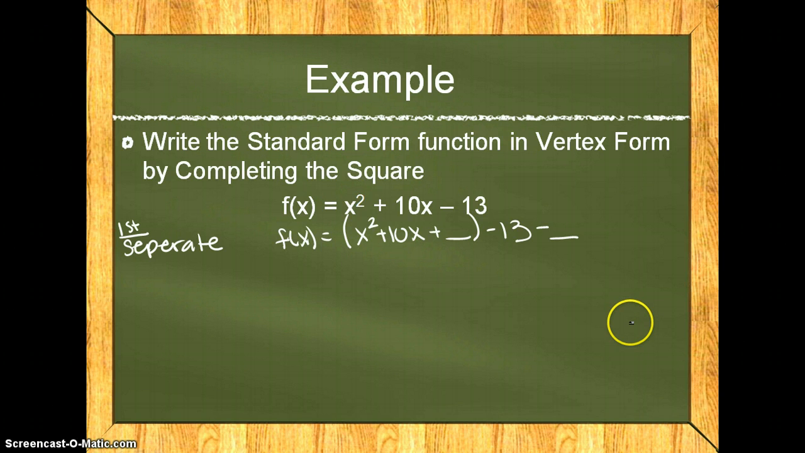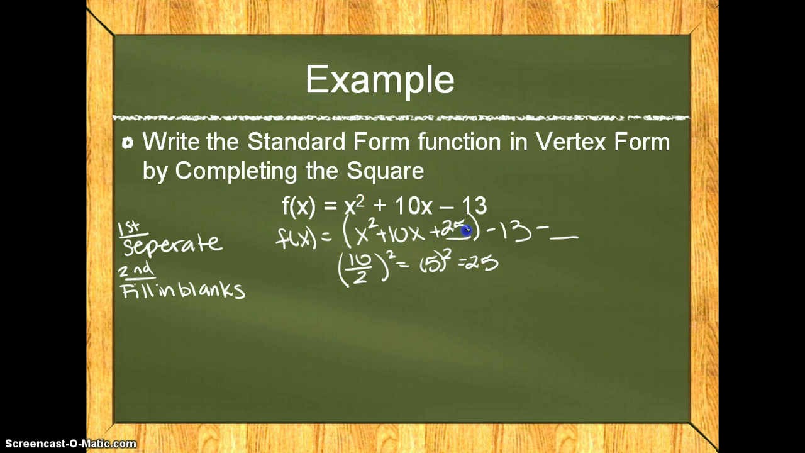You need to make sure that you are visually completely separating the x squared plus 10x plus blank from the minus 13. So the second step is to fill in the blanks. And that's done by completing the square. So 10 divided by 2 squared is equal to 5 squared, which is 25. So you put 25 into each of the blanks.